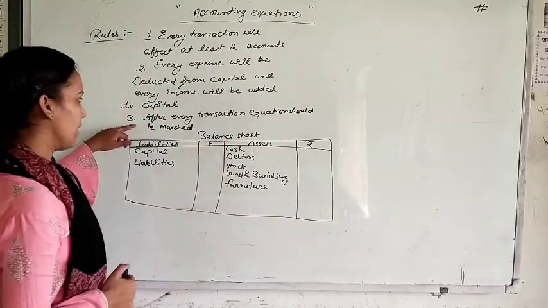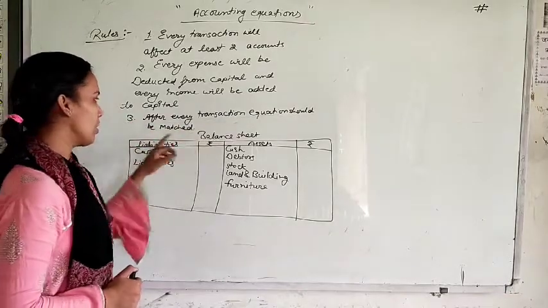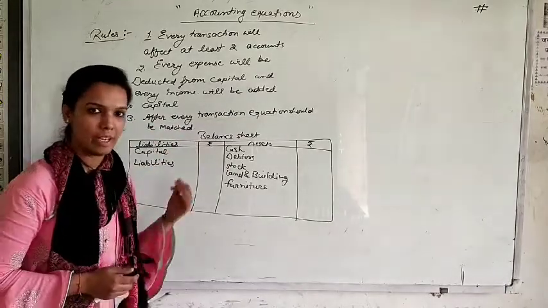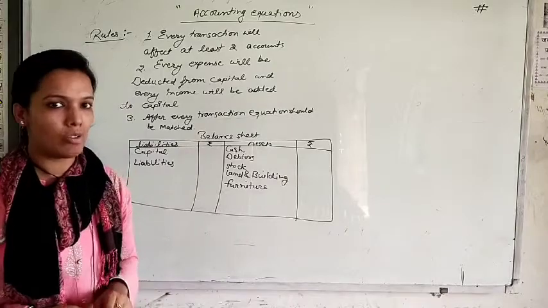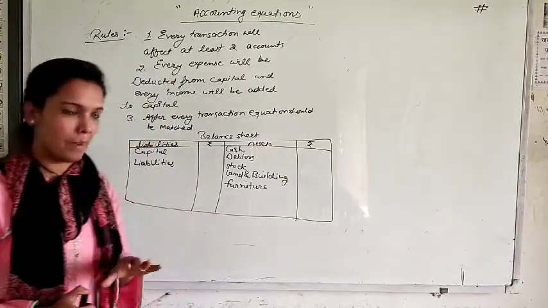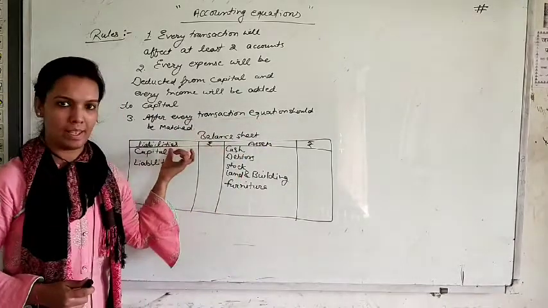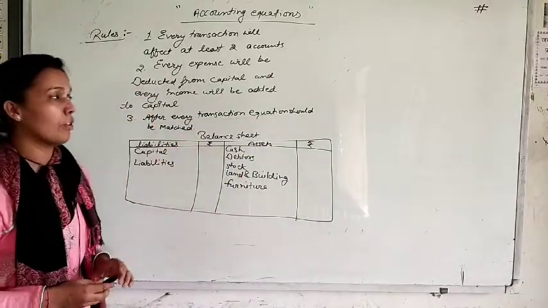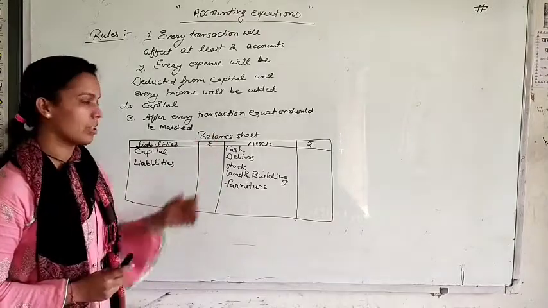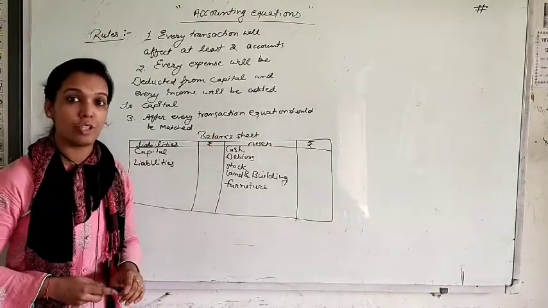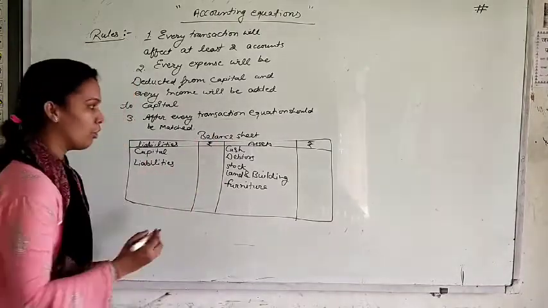And the third point is that after every transaction, equations should be matched. Now I will tell you what the equation is and how we will match this equation. But remember this point, that after every transaction, your equations should be matched. So before knowing about accounting equation, we have to study about the balance sheet. It is also a new term for you, what is the meaning of balance sheet?